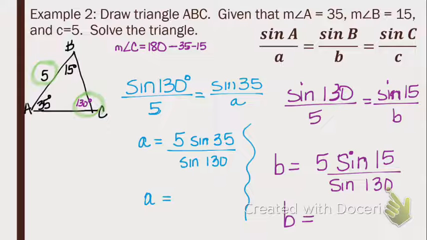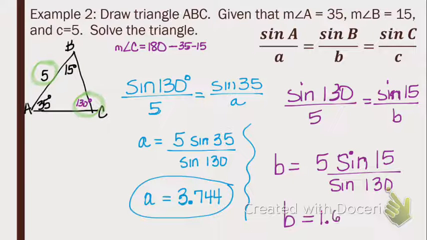So for little a, you should have 3.744. And for side B, you should have 1.689. And of course, we figured out angle C at the beginning. And that's it. So tomorrow we will pick up where we ended off here with law of sines.